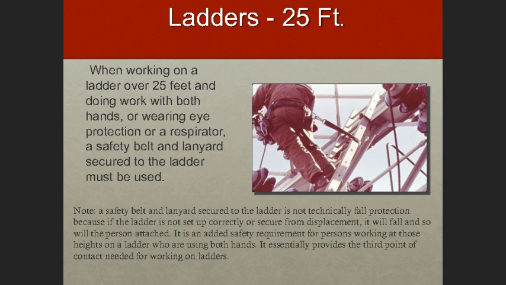Ladders. This is a pretty simple one. When an employee is working on a ladder over 25 feet long or 25 feet in height, however you want to look at it, and doing work with both hands, okay? So they're doing some type of work that requires the use of both hands. They can't get that 3 points of contact that we really strive for. Then what we require is a safety belt or lanyard to be used in conjunction with the ladder, and that really serves as that third point of contact. And so that really helps an employee stay on the ladder and work a little bit more safely.